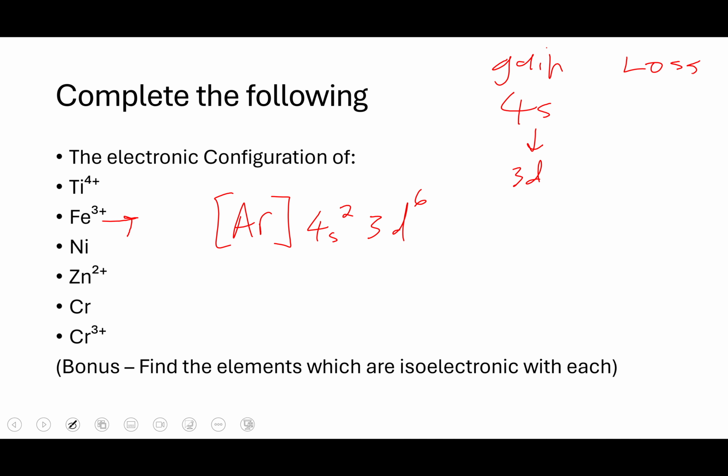You lose 3 electrons. You lose the two 4s, and then you'd have a 3d5.